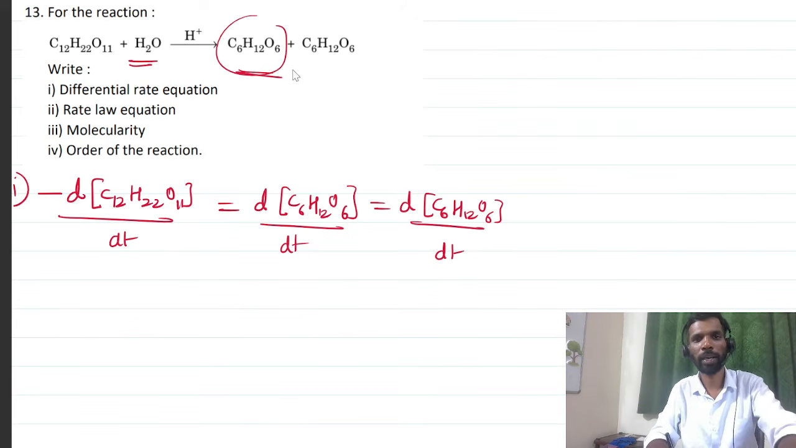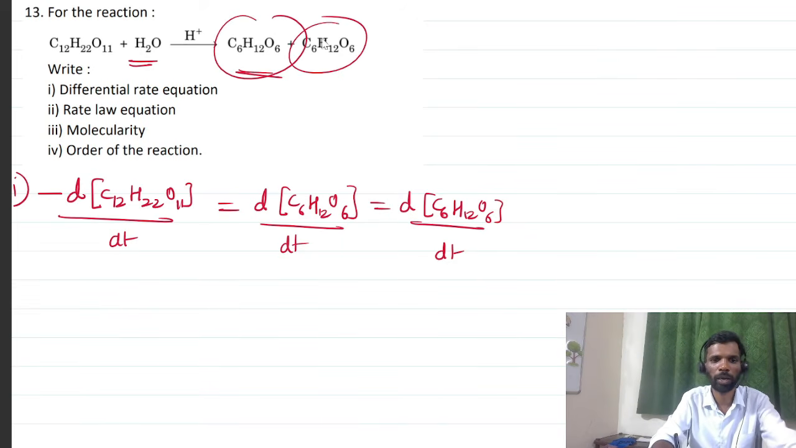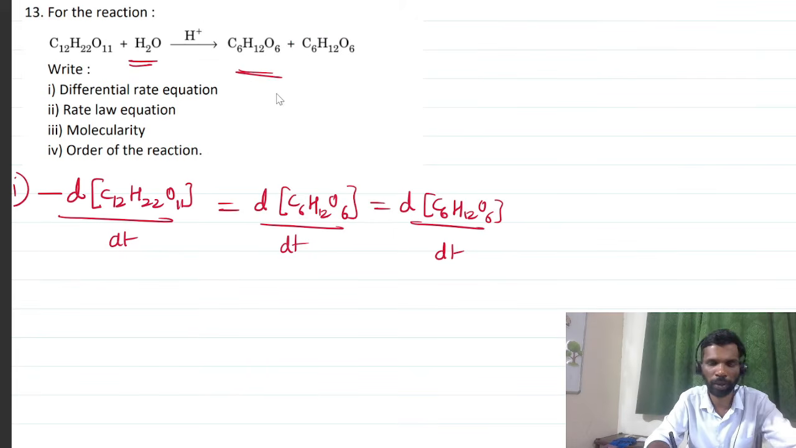Understand that they are isomers. One is the aldehyde isomer. We are learning this in biomolecules also, that they both are isomers of one another, though they have the same molecular formula. This is the differential rate equation.